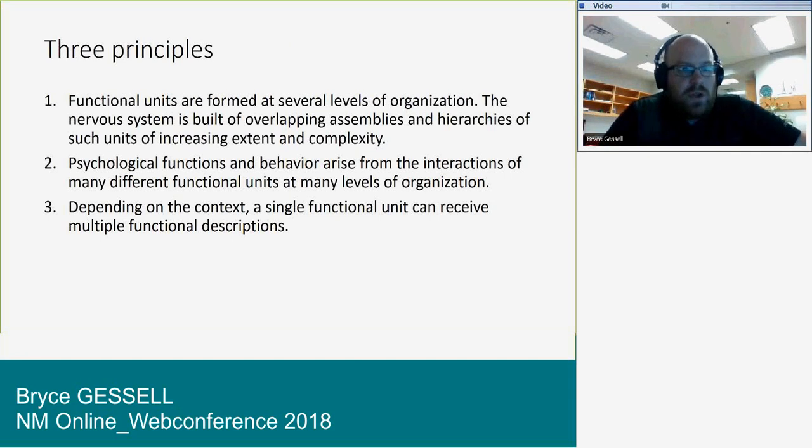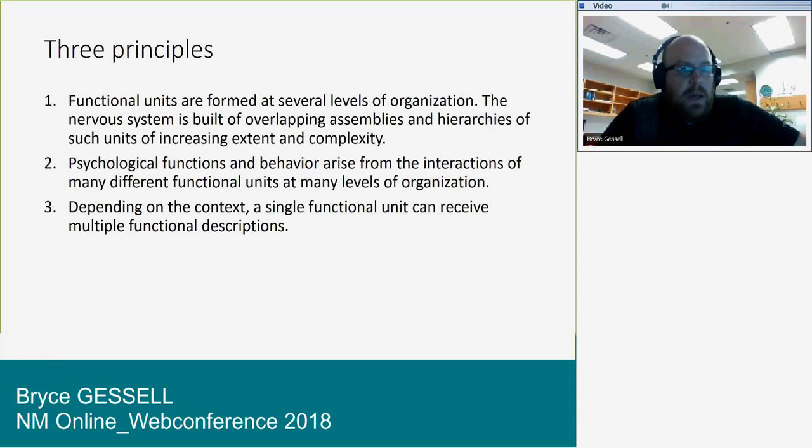The first is that functional units are formed at several levels of organization. The nervous system is built of overlapping assemblies and hierarchies of such units that increase in extent and complexity. We already know that this is the case, that we can have mechanisms nested in other mechanisms, nested in other mechanisms. And functional units are formed at several levels of organization in the same way. Functional units may capture some of what we think about mechanisms in this sense as well.